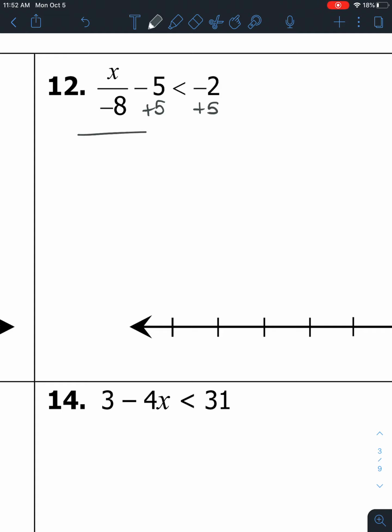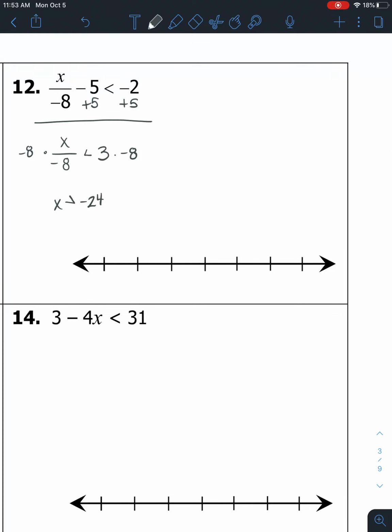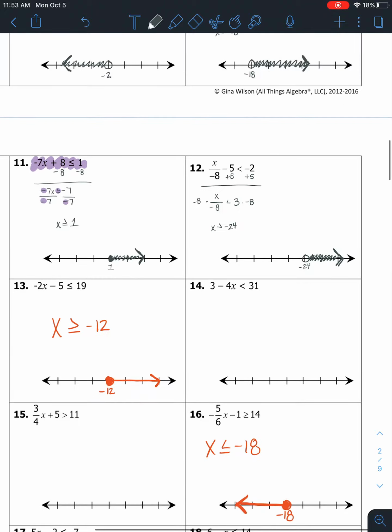I'm going to add 5 to both sides first. So that gives me x divided by negative 8 is less than 3. Now I'm going to multiply by negative 8 on both sides, which gives me x, flip your sign, negative 24. The great thing about these blank number lines is I can put negative 24 wherever I want. I'm going to put it right here. Okay, that's going to be an open circle. There's no line underneath. It's in letter symbol number form, so I shade in the direction that it's pointing.